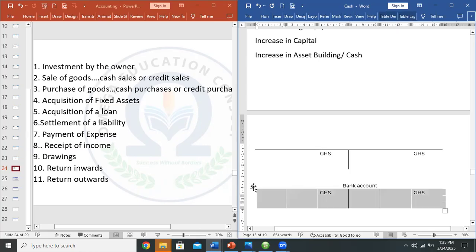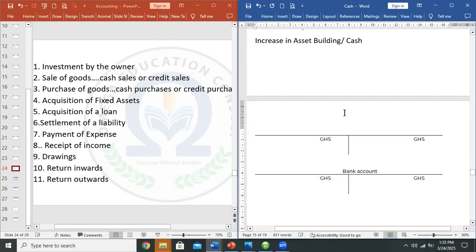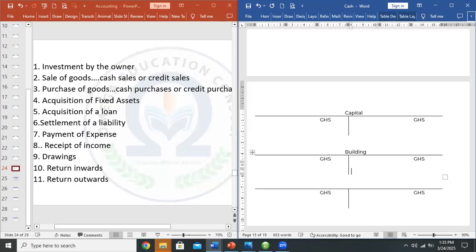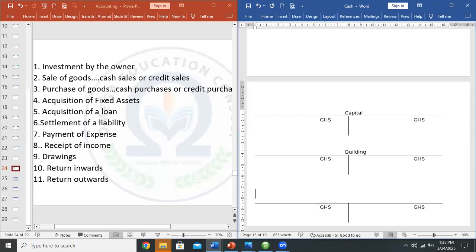So professors, you appreciate that you have to open the capital account and also open the buildings account, and also open cash. I don't normally teach this, so I give it to my students as tests, but today I'm teaching it. So look at what is going to happen.